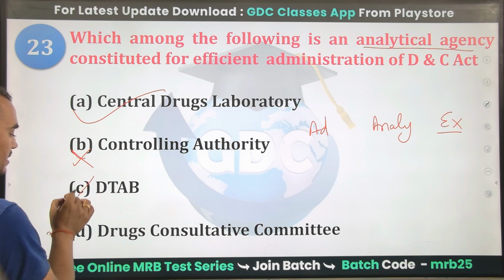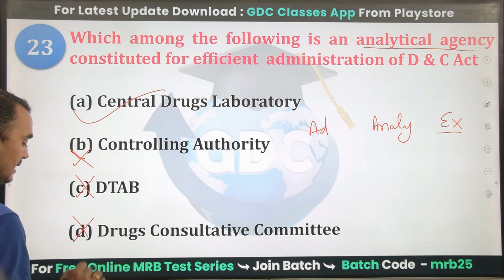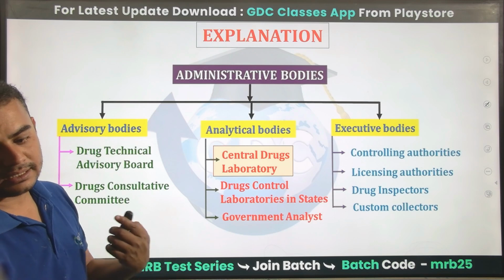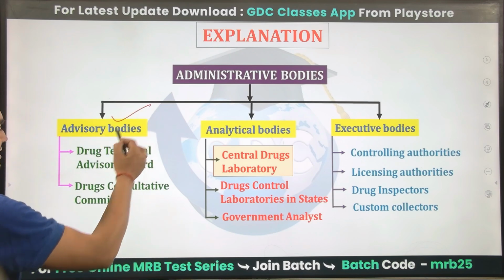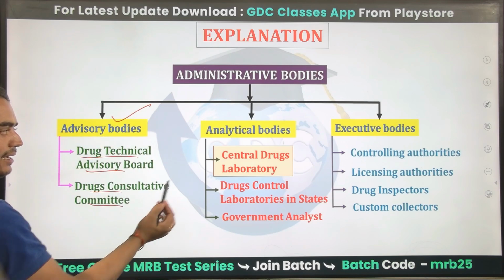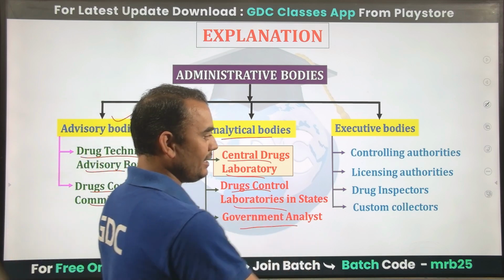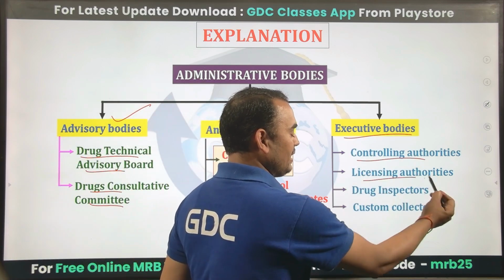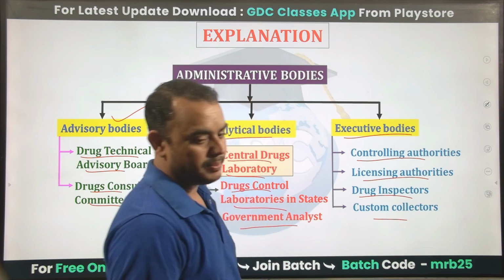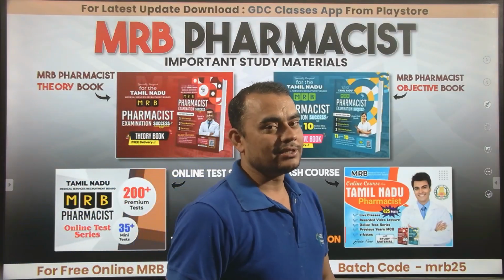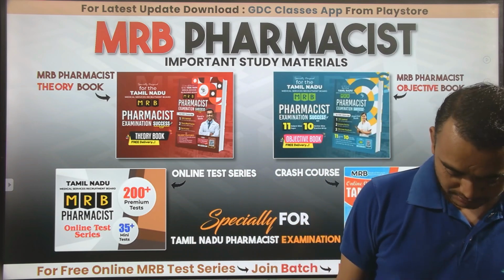Drug Technical Advisory Board is also not, Drug Consultative is also not. So the correct answer will be the Central Drug Laboratory comes under the analytical body. Here we have the advisory body: DTAB, DCC; analytical body: Central Drug Laboratory, State Drug Laboratory, Government Analyst; and executive body: controlling authority, licensing authority, drug inspector, and customs collector. These are the different types of bodies under the DNC Act.